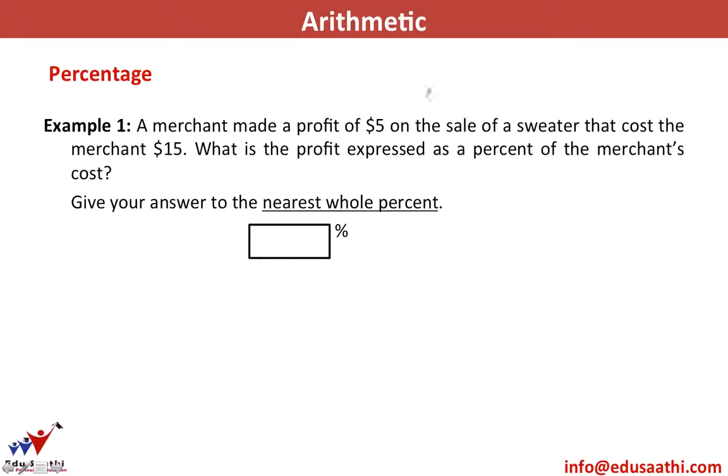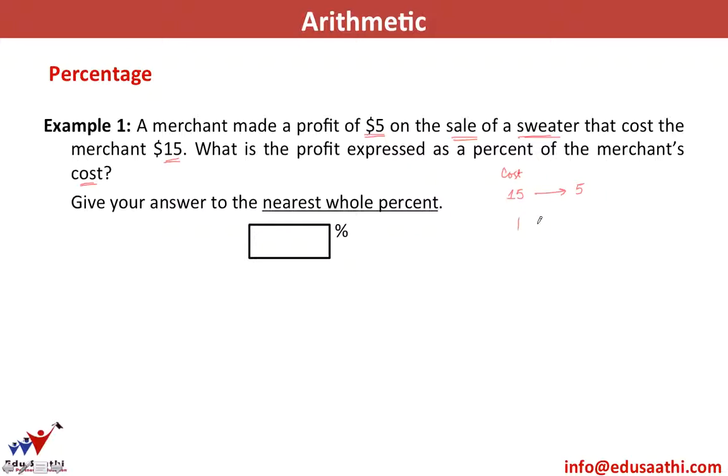So let's look at an example. A merchant made a profit of 5 on the sales of a sweater that cost the merchant 15. What is the profit expressed as a percent of the merchant's cost? Give your answer to the nearest whole percent. So my answer has to be the nearest whole percent. Now if I look at it, if the cost was 15, the profit was 5. So this is the cost, this is the profit.